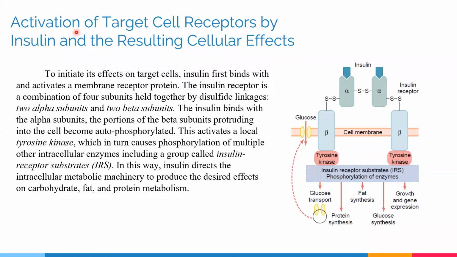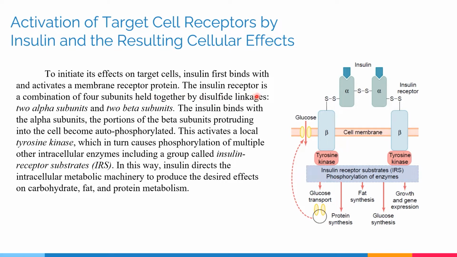Next, let us look into activation of target cell receptors by insulin and the resulting cellular effects. To initiate its effects on target cells, insulin first binds with and activates a membrane receptor protein. As we have seen time and again throughout the endocrinology lectures, protein hormones which cannot pass directly through the cell membrane need to bind to a membrane receptor via which it signals to the cell.